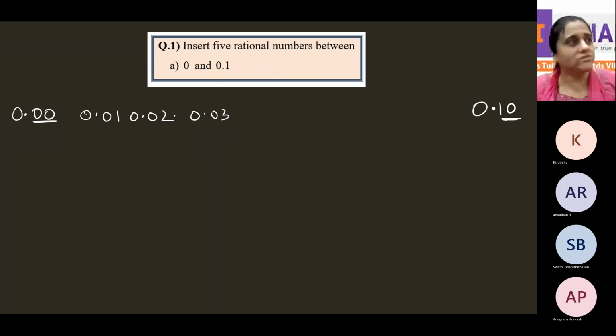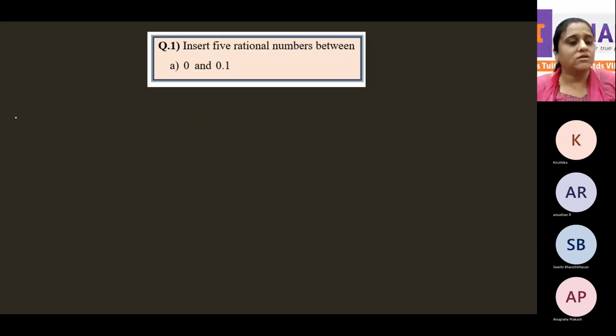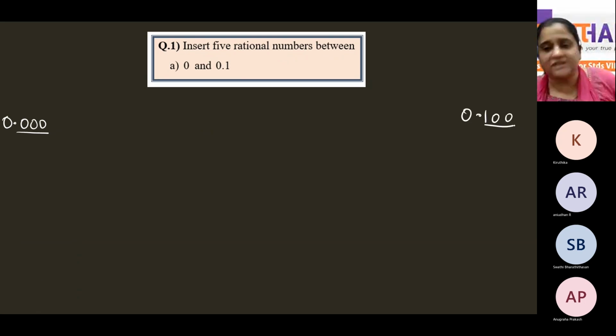0.00, 0.01, 0.02, 0.03, 0.04, 0.05, 0.06, 0.07, 0.08, 0.09, and 0.10. But we have not come to the end. All these numbers lie between these two. Or take 3 digits: 0.000. So this will be 0.100. Now this is from 0 to 100.